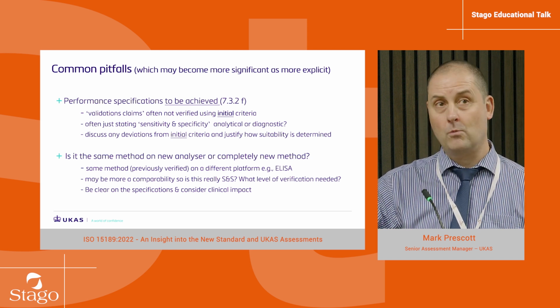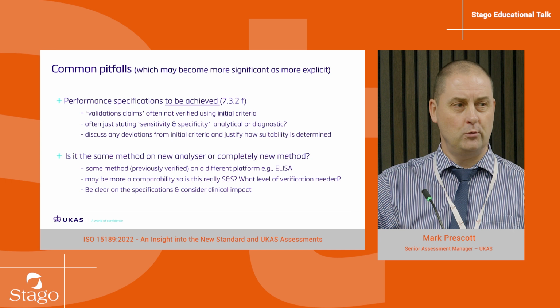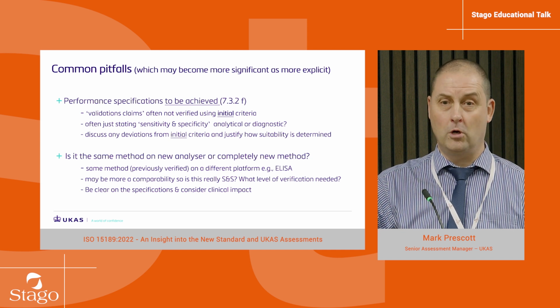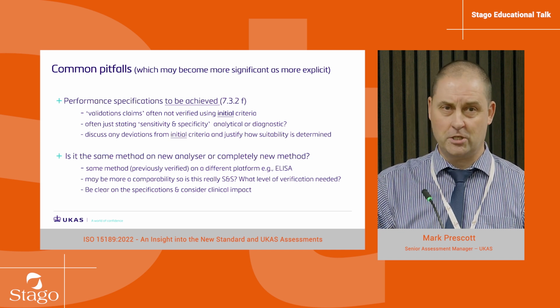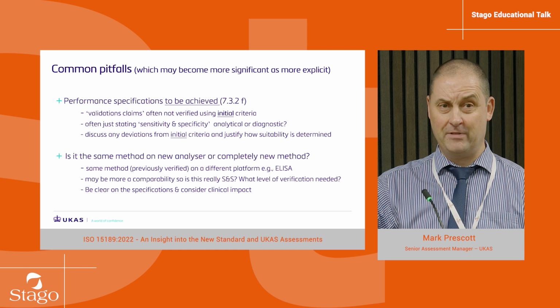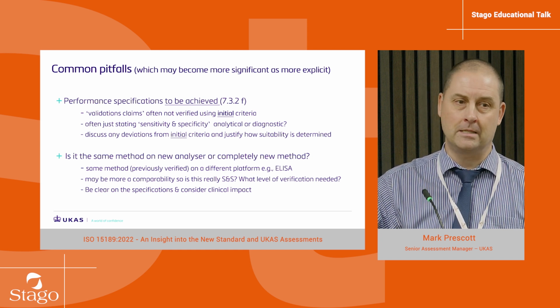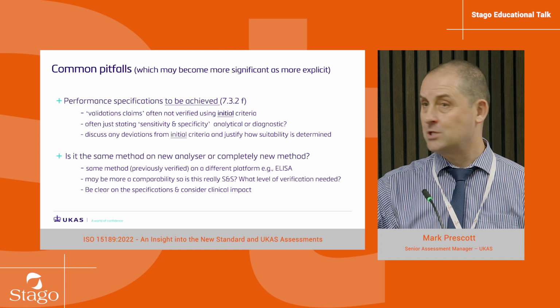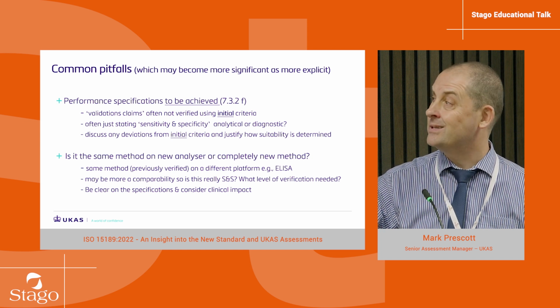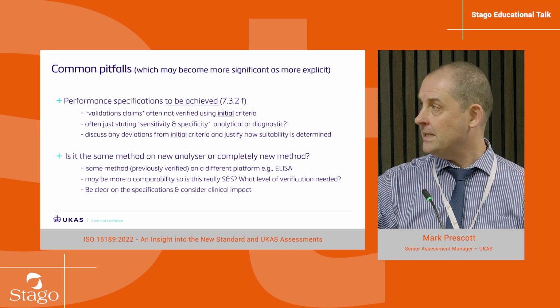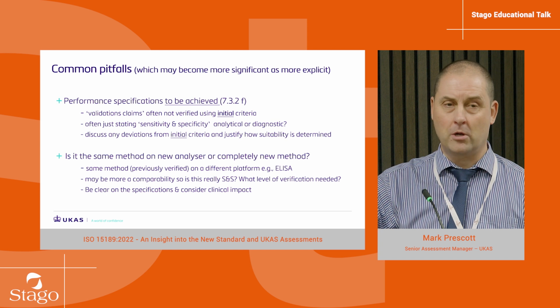And then you need to just think, what sort of verification do we need to do here? Do we need to work out all of the sensitivity and specificity and everything else again, if the kit itself hasn't changed, it's exactly the same, it's just being done on the analyzer? So this is where it's worth just having a think. What is it that we need to do in this situation? Sometimes it may be just more about comparability.